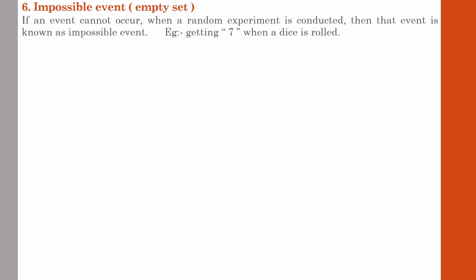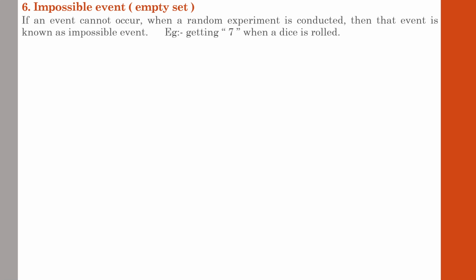For example, getting the number 7 when a dice is thrown. Can you get a number greater than 6? No. A dice is a 6-sided dice. Nowadays in the market you will get 6-sided, 8-sided, 10-sided dice, but for the time being we will be discussing only 6-sided dice. A dice doesn't have a number greater than 6. So getting any number greater than 6 is impossible, because there is no number other than numbers within or less than 6 in a die.